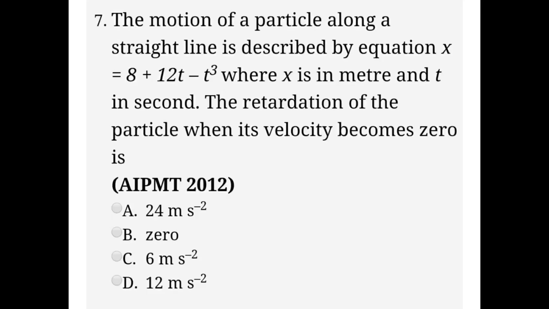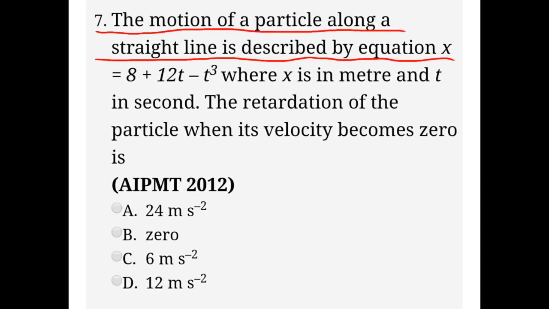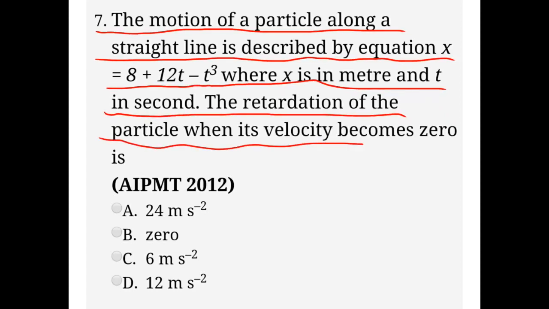Question number 7. The motion of a particle along a straight line is described by the equation x is equal to 8 plus 12t minus t cubed, where x is in meter and t in second. The retardation of the particle when its velocity becomes 0 is, there are 4 options. Option A 24 meter per second square, option B 0, option C 6 meter per second square, option D 12 meter per second square.